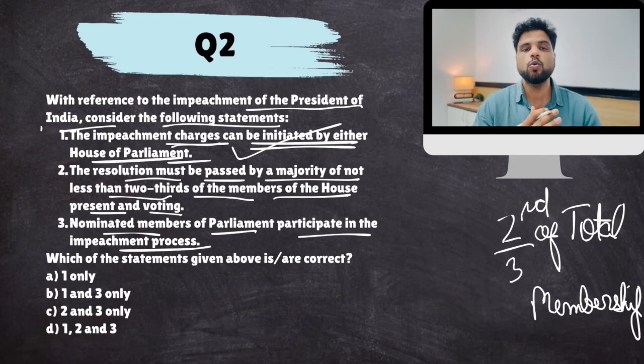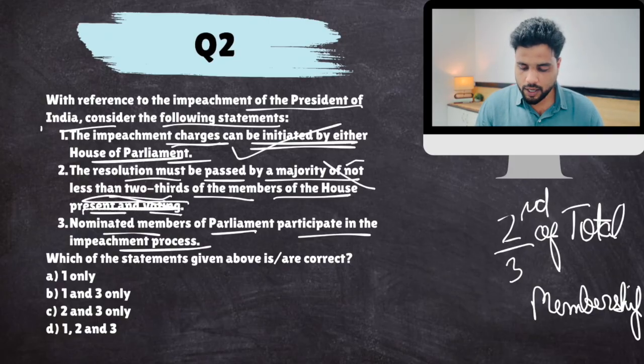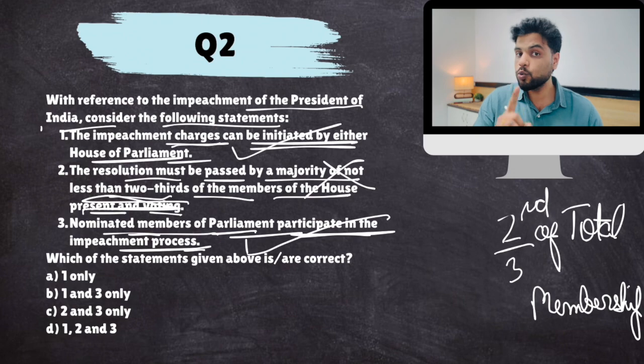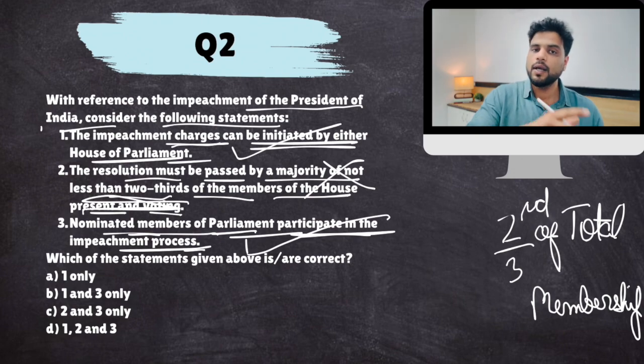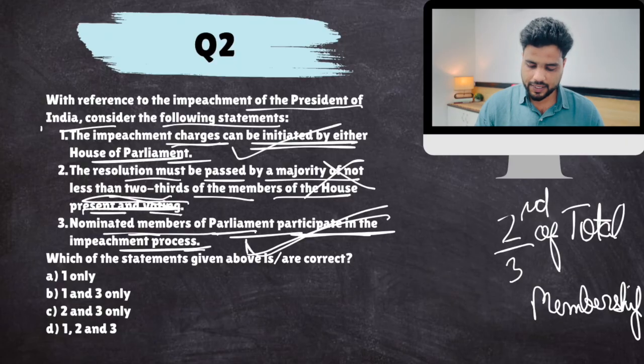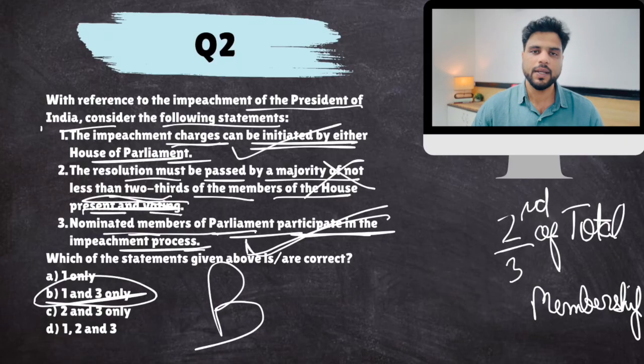So if there are total 100 members in a particular house, at least 66 votes should be secured. Even though only 50 people are attending, still 66 votes need to be secured. So it's not present and voting, it is the total membership. Nominated members of parliament participate in the impeachment process? Yes, though they do not participate in the election. That is absolutely correct. B.